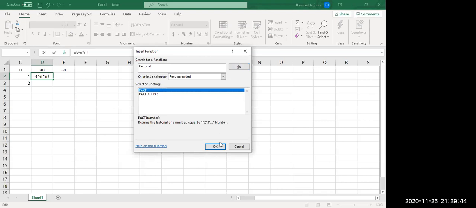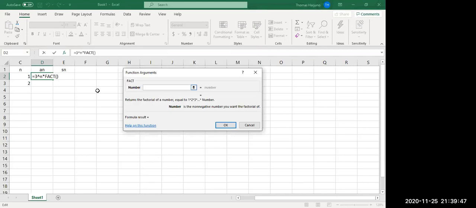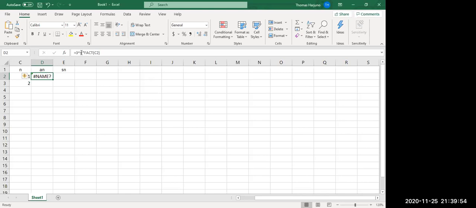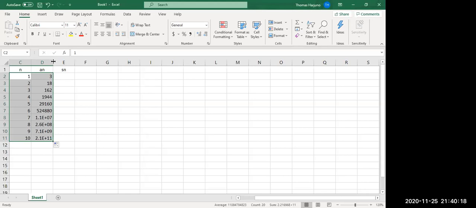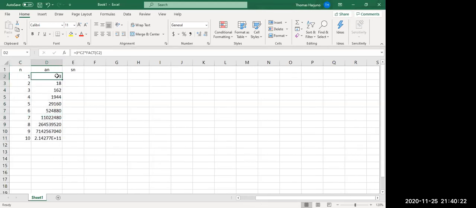Okay, FACT of... what's wrong? Oh, here. It should be this. Now let's see. Oh, no, I don't need this. I need the reciprocal, huh? I need the reciprocal, 1 over this. No wonder it goes to infinity.